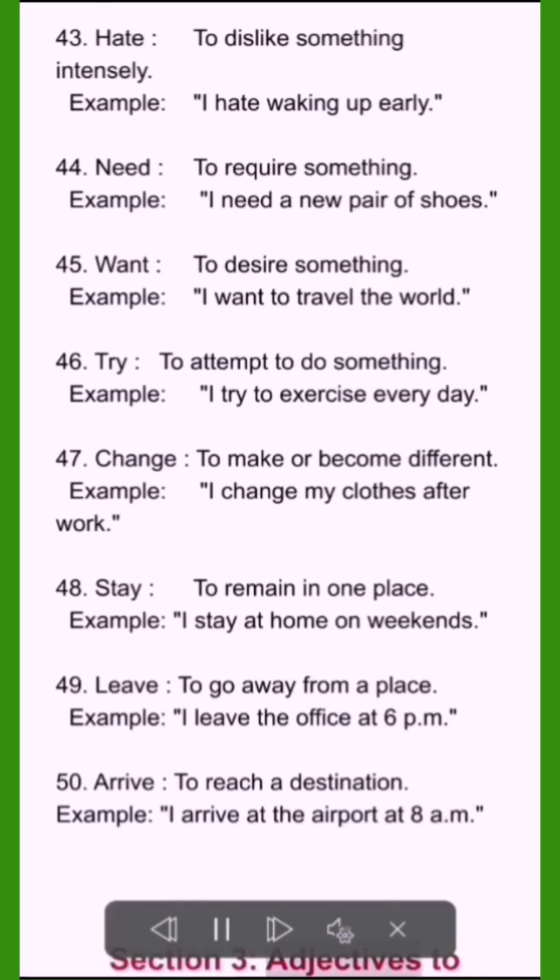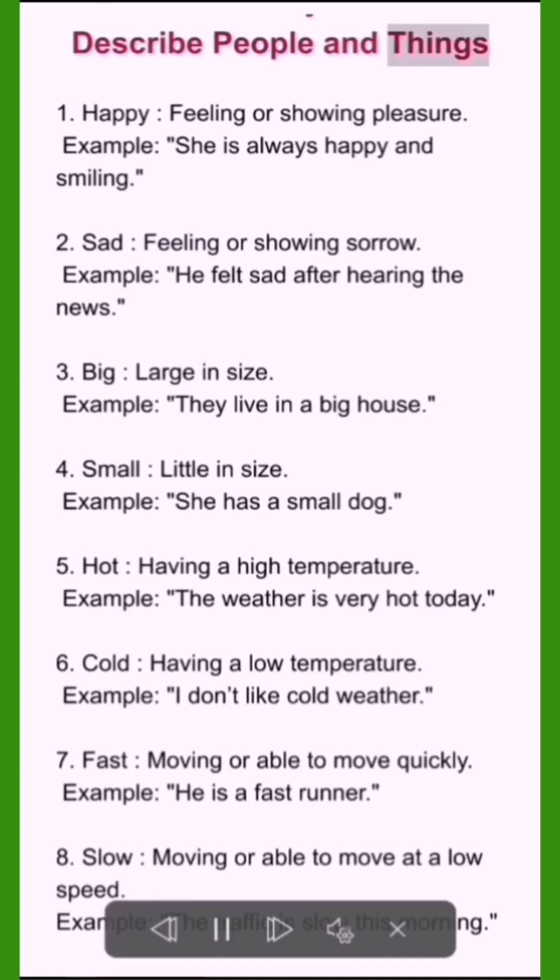Section 3. Adjectives to describe people and things. 1. Happy, feeling or showing pleasure. Example, she is always happy and smiling. 2. Sad, feeling or showing sorrow. Example, he felt sad after hearing the news. 3. Big, large in size. Example, they live in a big house.